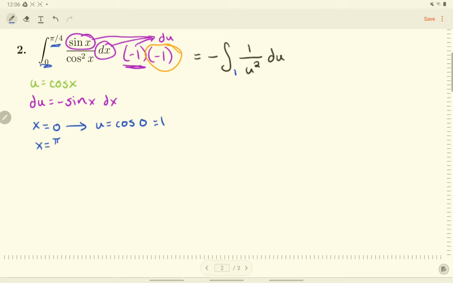When x equals pi over 4, u is going to be cosine of pi over 4, because u is cosine of x and x is pi over 4, which is 1 over root 2. So our upper limit of integration, x equals pi over 4, is going to become u equals 1 over root 2. Now we can solve this integral.